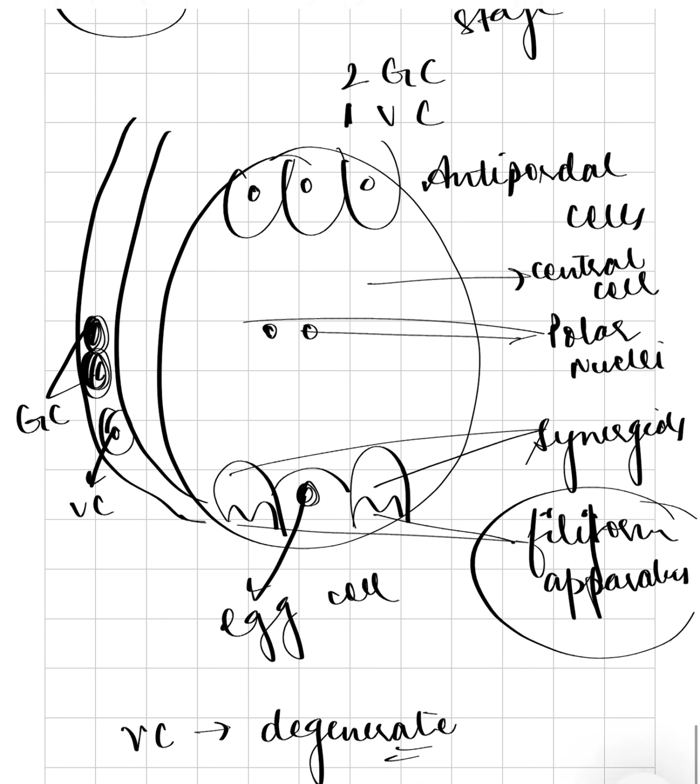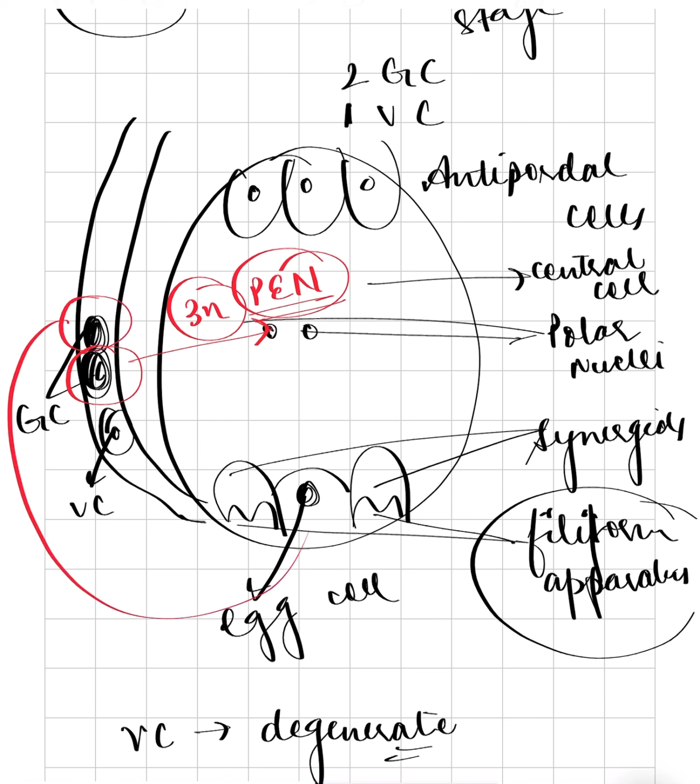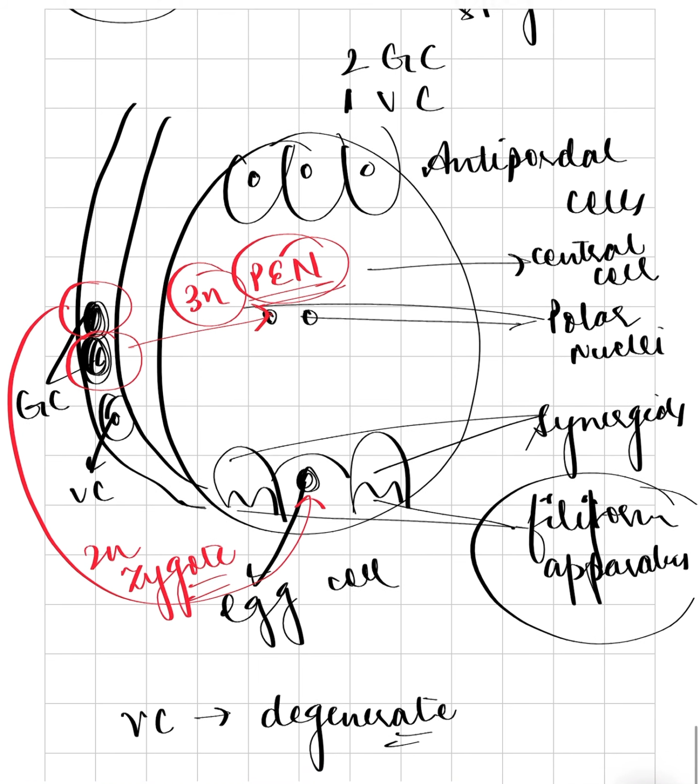So now here what happens? 1 generative cell will fuse with the polar nuclei. Here it will make a 3N structure. That structure is known as primary endosperm nucleus, and the other generative cell fuses with the egg cell and forms 2N, that is known as zygote. The formation of primary endosperm nucleus is known as triple fusion.